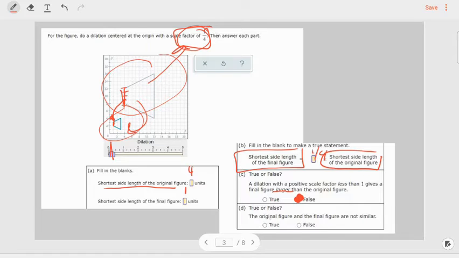Second question, the original figure and the final figure are not similar. That's also false. Dilations always create a similar figure because they may not be the same side lengths, but they are proportional.